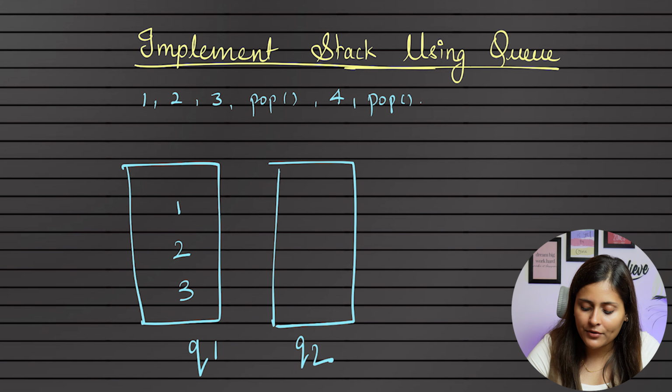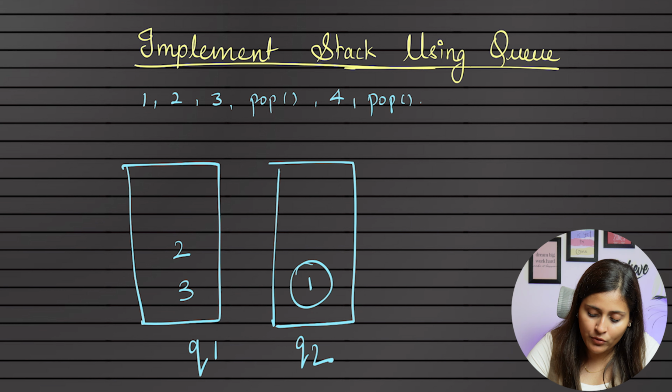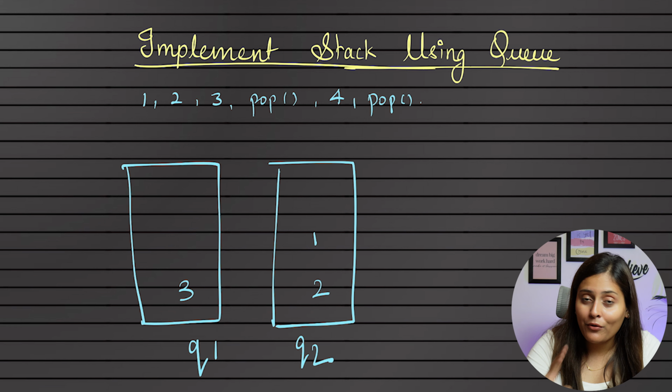We are popping every element from here and we are pushing it here, correct? So when we poll, 1 will come here, correct? Now when we poll 2, definitely 1 will move ahead and 2 will come here, correct? Now wait, what was the idea? To keep 3 at the top.